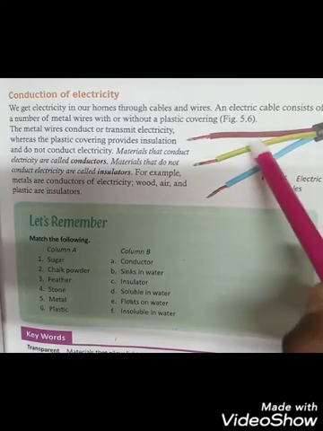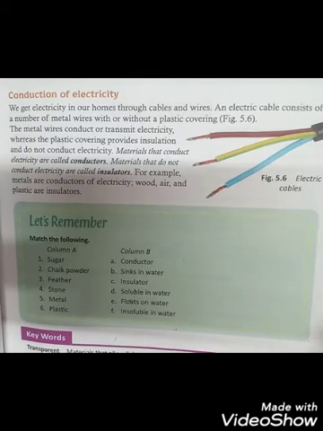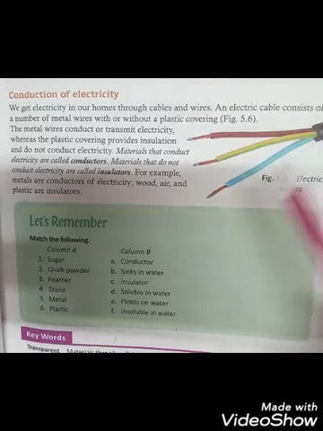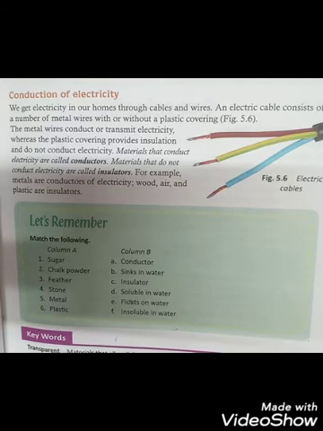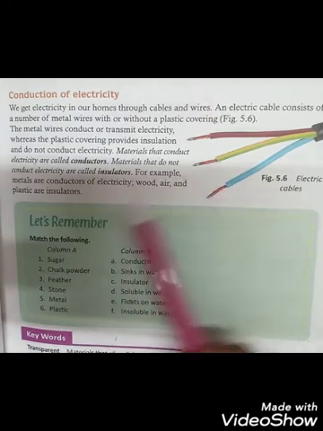But the plastic covering that is present outside provides what? Insulation, and it will not conduct electricity. So if you touch it, we will not feel the current. So this is an insulator. This is acting as an insulator, the plastic cover. So there can be some materials that can conduct electricity, which are called conductors, and there can be materials which do not conduct electricity. They are called insulators, like wood, air, plastic.